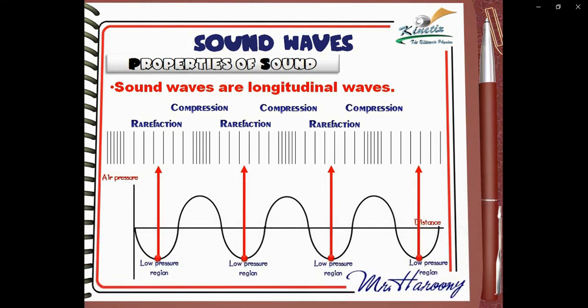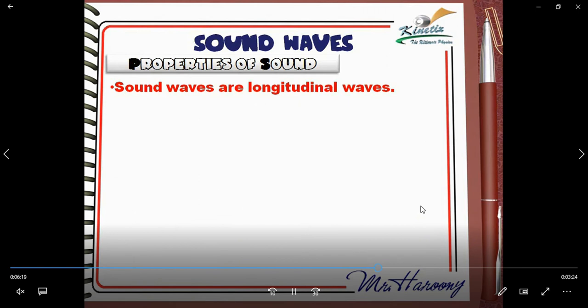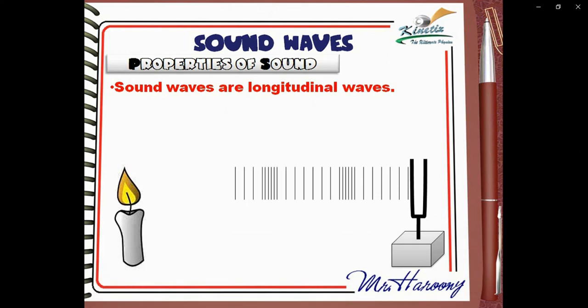All right, so please do not misjudge this graph. This is not a transverse wave. This graph is air pressure against distance. A transverse wave would be distance versus time, or displacement versus time.